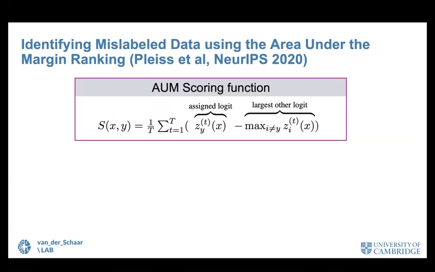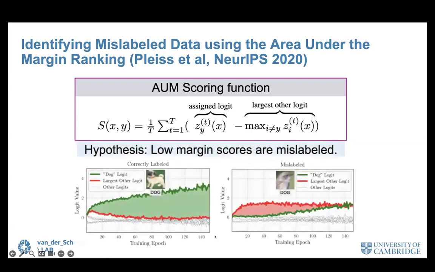So the first is this paper from Pleiss et al. at NeurIPS 2020, which is the margin-based class of methods, where they try to identify mislabeled data using a scoring function called the area under the margin ranking. It's looking at the scoring function S of X over your training epochs, t equals 1 to T. And the area under the margin is the assigned logit minus the largest other logit that you have there.